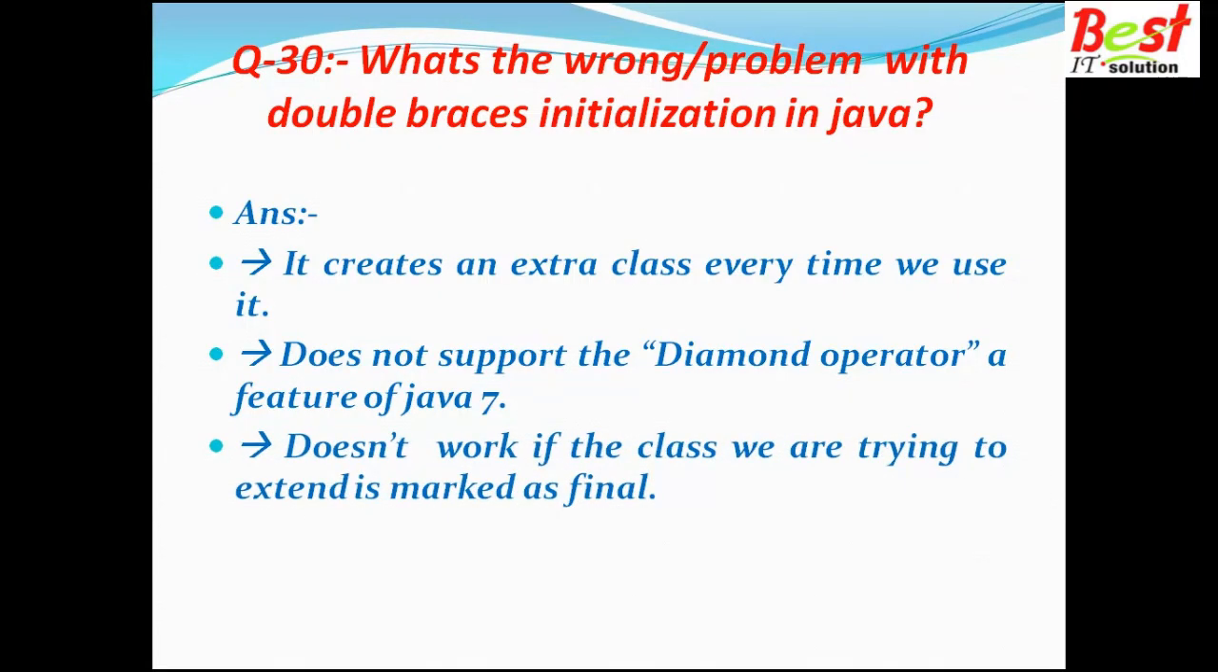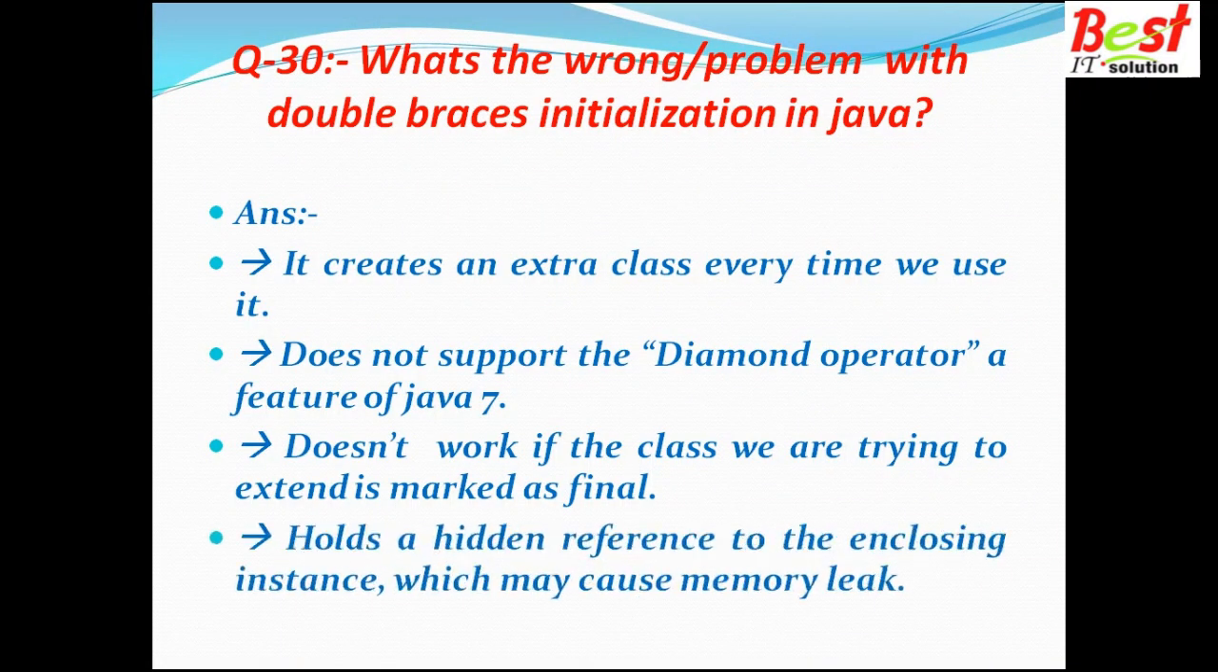It doesn't work if the class we are trying to extend is marked as final. Another important thing is that it holds a hidden reference to the enclosing instance, which may cause a memory leak. So unnecessary memory is occupied by the double brace initialization. This is an important drawback of double brace initialization.